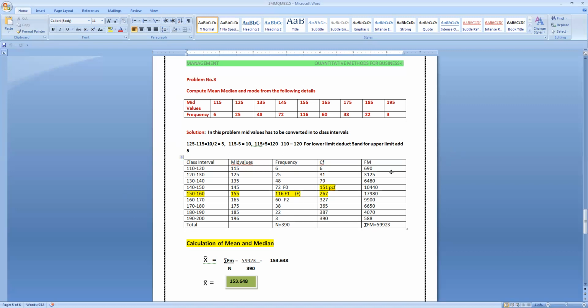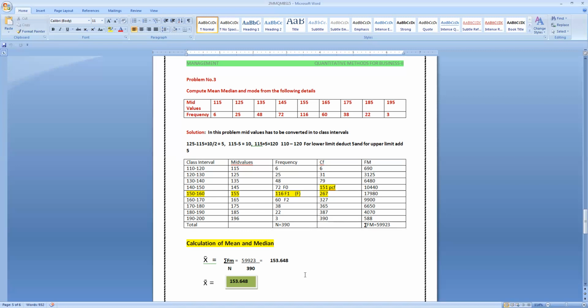For the calculation of median, we require cumulative frequency values. 6 plus 25 is 31, plus 48 is 79, plus 72 is 151, plus 116 is 267, plus 60 is 327, plus 38 is 365, plus 22 is 387, plus 3 is 390.